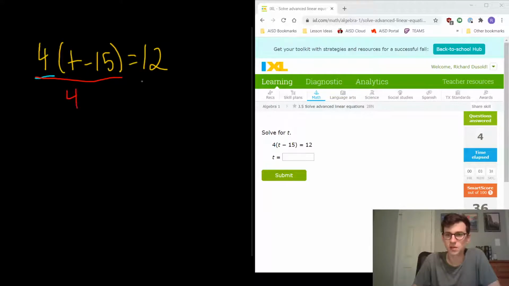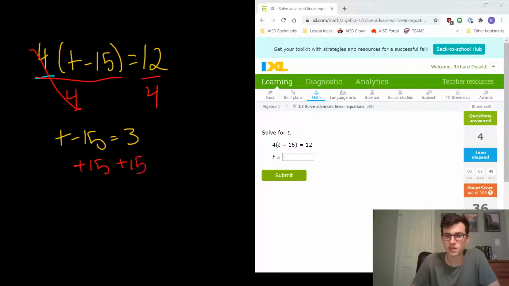How could I not? Divide both sides by 4. When I divide by 4, these 4s cancel out. I really need to get with it. These 4s cancel out. t minus 15 equals 12 divided by 4, which is 3. Add 15 to both sides. t equals 18. Okay, that was so much quicker than if I had had to distribute that, so many less operations.